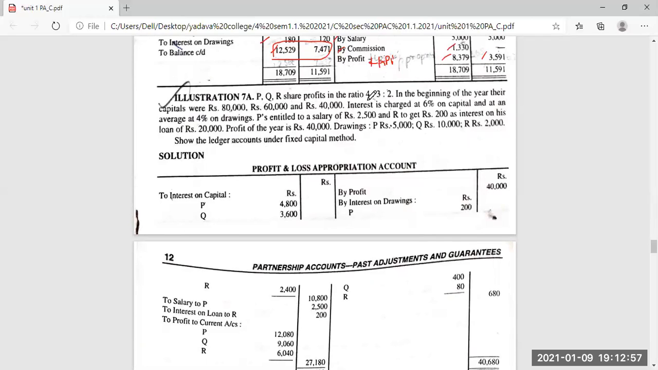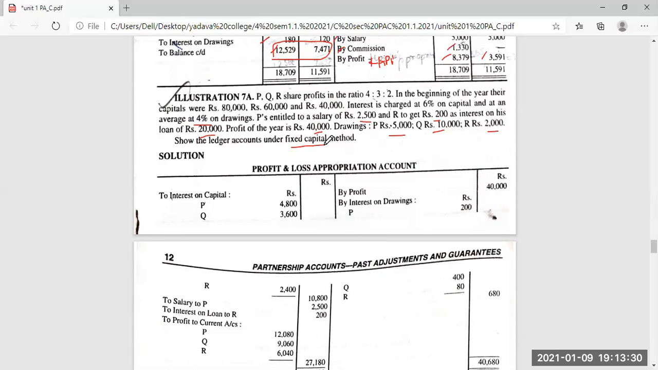P, Q and R share profit in the ratio of 4:3:2. In the beginning of the year, capital is 80,000, 60,000, 40,000. Interest is 6% on capital and 4% on drawings. P is entitled to salary 2,500. R is to get 200 as interest on his loan of rupees 20,000. Then profit of the year is 40,000. Drawings: P 5,000, Q 10,000, R 2,000. So show the ledger for the fixed capital method.